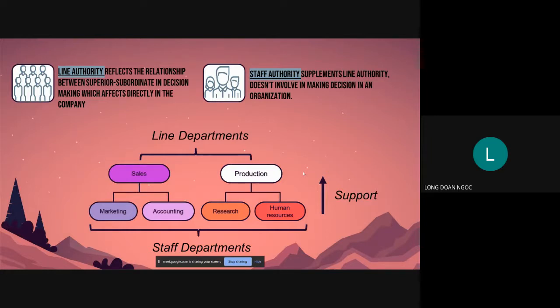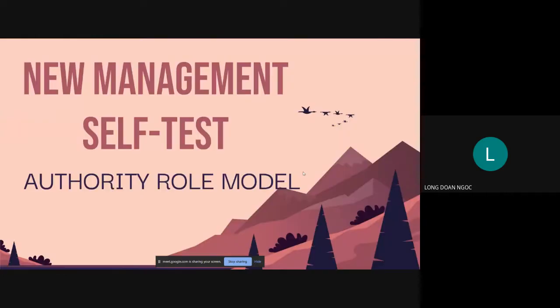Okay, so until now, the first segment of chapter 10 by far has been a bit lengthy, I suppose. To blow you with a new fresh air, we invite you to take your step into the second part of chapter 10, which is new management culture self-test authority role models presented by Khánh Linh.